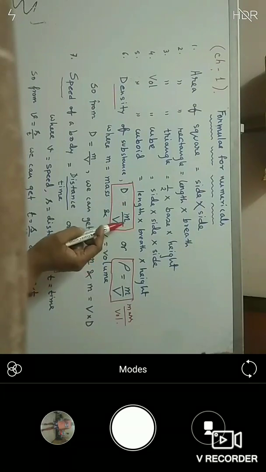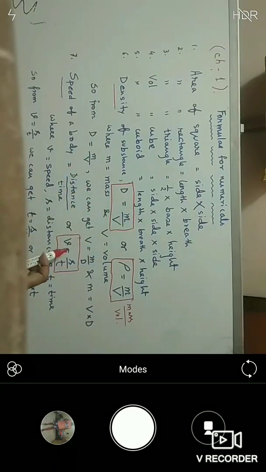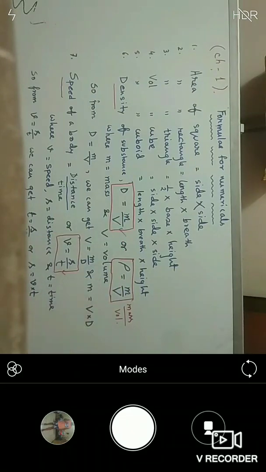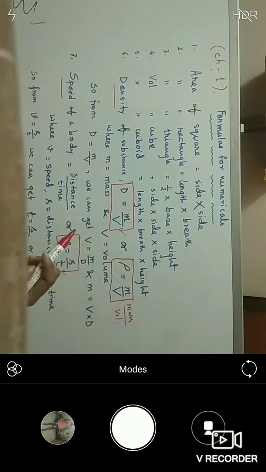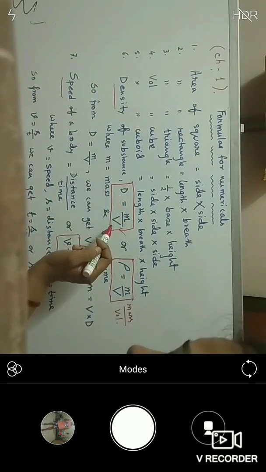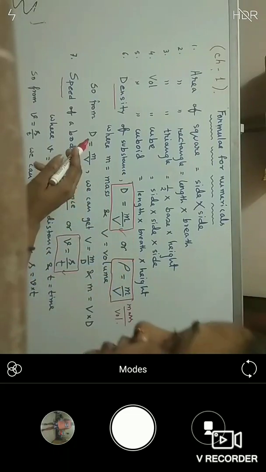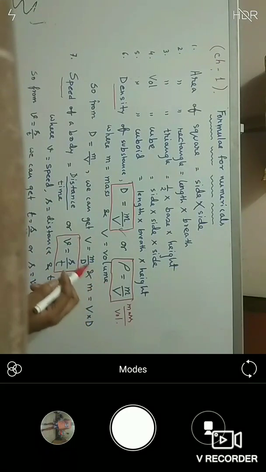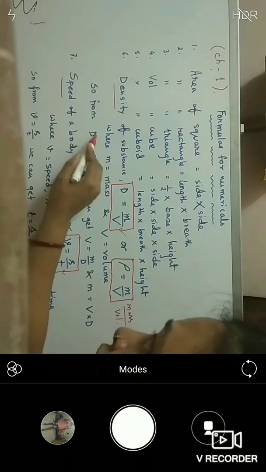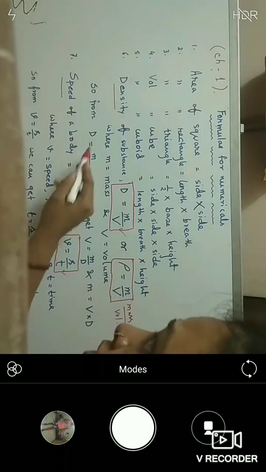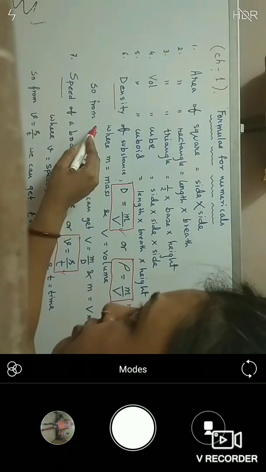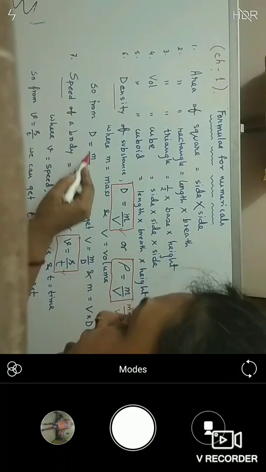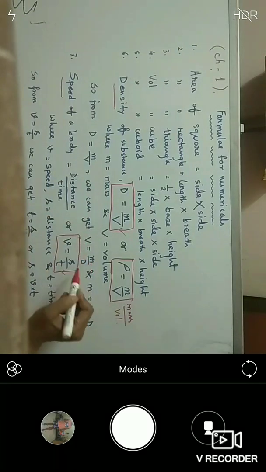Now D equal to M by V. Another one is small v equal to s by t. These 2 formulae we can use, and we will get other formulae also. From density, mass and volume we get D equal to M by V. It is as simple as that, because if we cross-multiply, then you put V in place of D, and D goes down, and we get V equal to M by D.